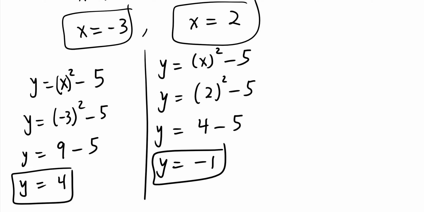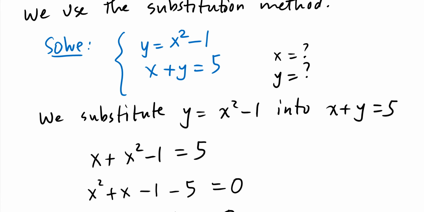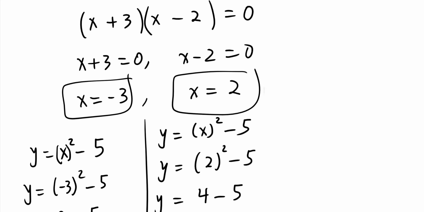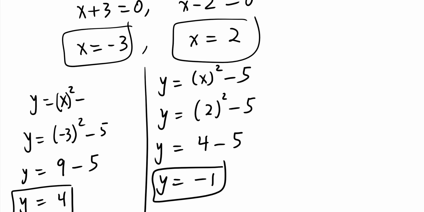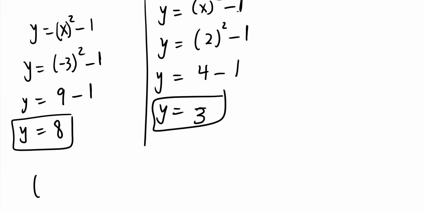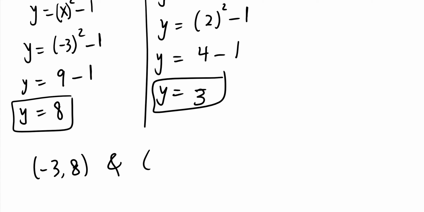So in this case, I got two solutions. Oh wait, that was minus 1. This was minus 1. Let's fix that. I always check when I'm done with the work. So this is 8 and this is 3. So when x was negative 3, I got y equals 8. And when x was 2, I got y equals 3.